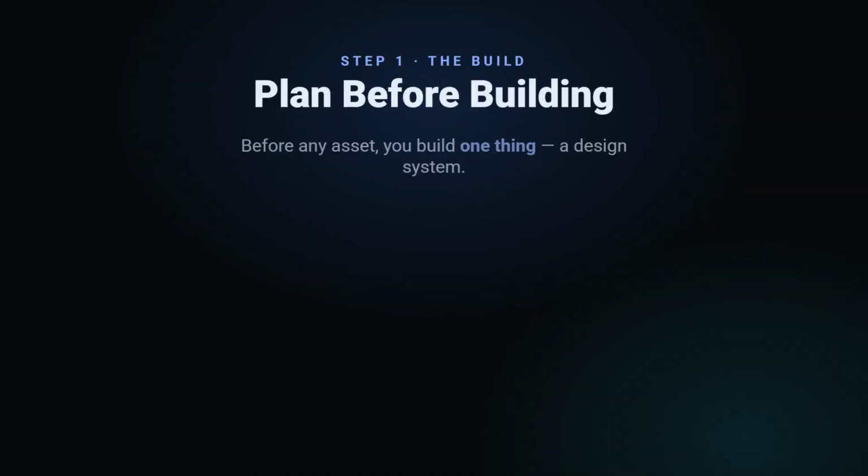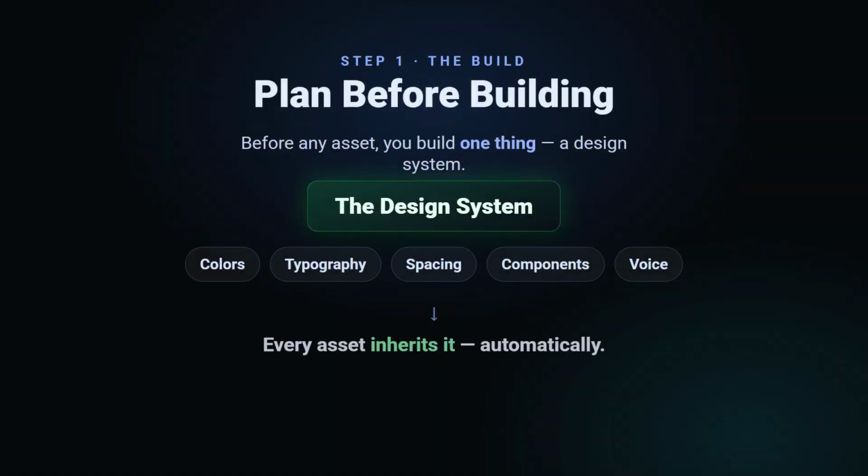Here's the idea that makes this whole thing work. Before you generate a single asset, you build one thing first, a design system. Think of it as your brand's DNA. Your colors, your fonts, your spacing, your components, your voice, all defined in one place. Get that right, and everything you make afterwards comes out consistent, automatically. So MiniMax doesn't just dive in and start designing. It plans before it builds.